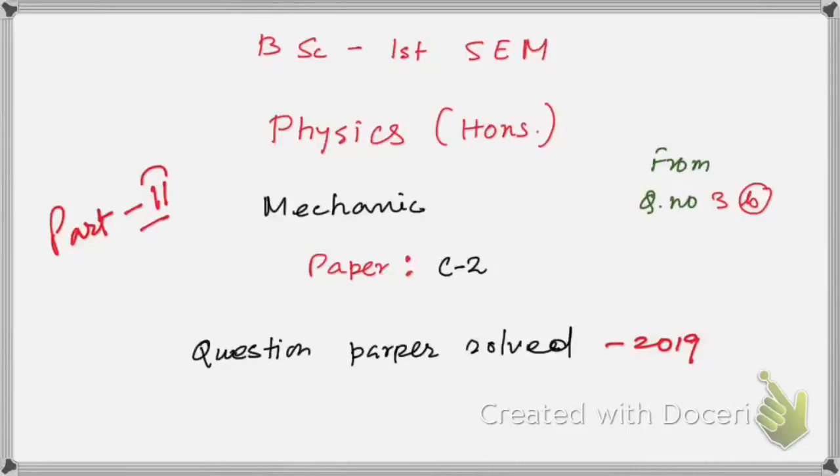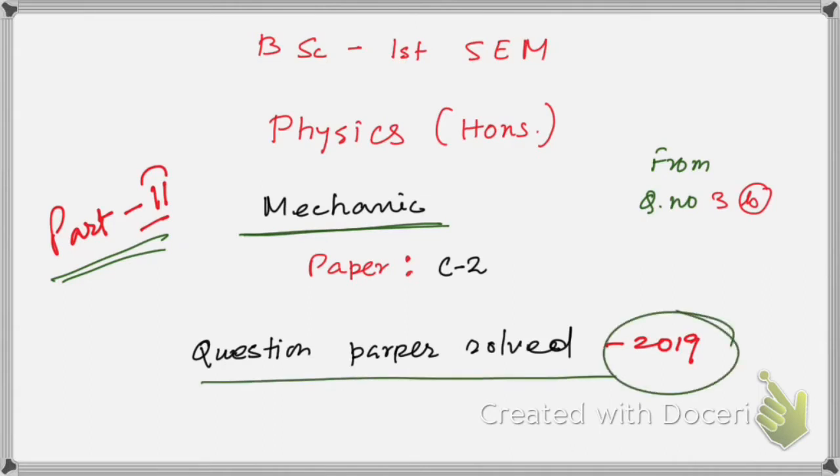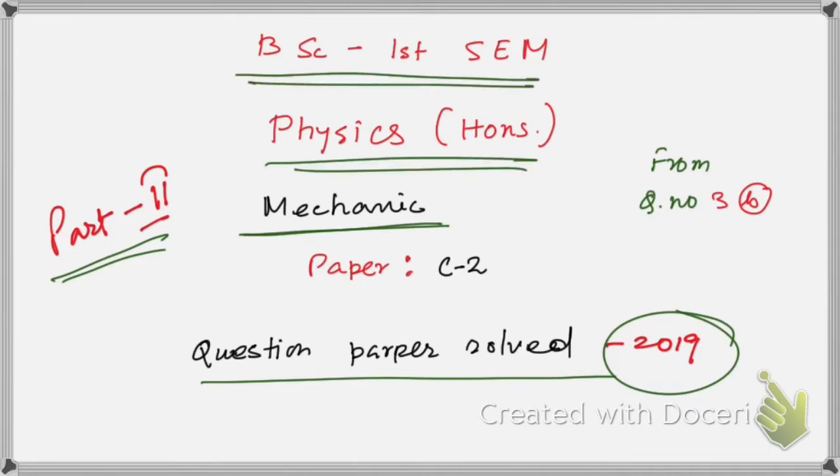Hello friends, welcome to part 2 of the mechanics question paper solve 2019 of Dibrugarh University, set for BSc first sem physics honors. This is paper C2. In this video we are going to solve from question number 3b, because in the first part we have solved from question number 1 to 3a. Now we're going to start from 3b.